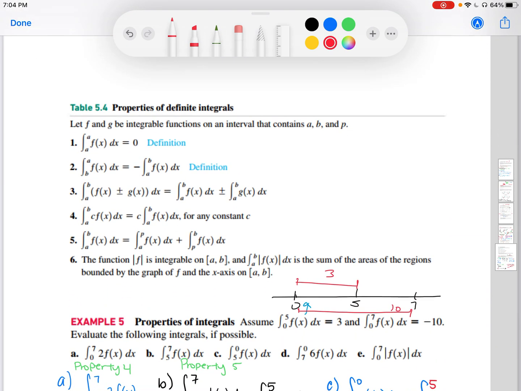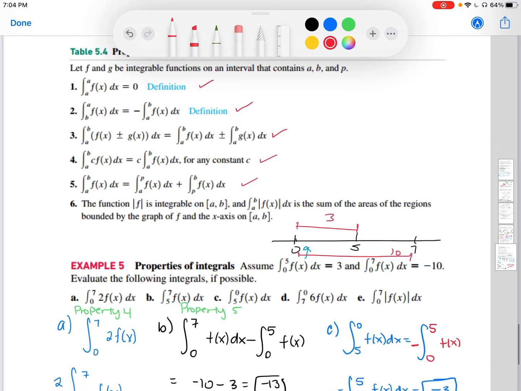Five point four, we have some properties of definite integrals. Our definition from above. We can also add them up and split the integral amongst terms. We can factor a constant out of the integral. And we can split the bounds accordingly. And lastly, we have to be careful with absolute values because we have to consider what is below the x-axis.